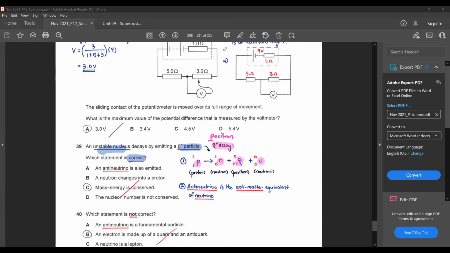An anti-neutrino is also emitted. You're not supposed to have an antiparticle. You're supposed to have neutrino only. So this one A is out. A neutron changes into a proton. This is out. It should be proton change to neutron. And then D, nuclear number is not conserved. This is wrong. Nuclear number is always conserved. So the only correct one is C. Mass energy is conserved. Okay.